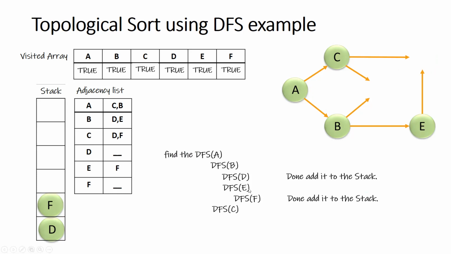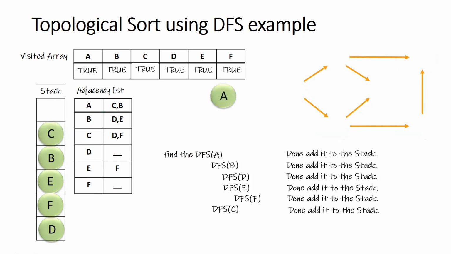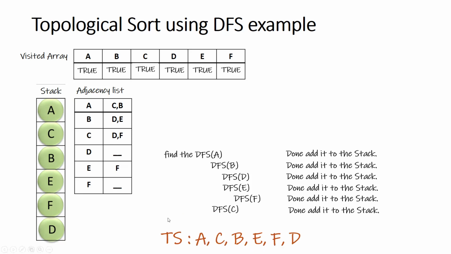F is done. So we start backtracking. E is done now, remove it. Then backtracking to B, C, and finally node A. So the topological sort list will look like A, C, B, E, F, and D.